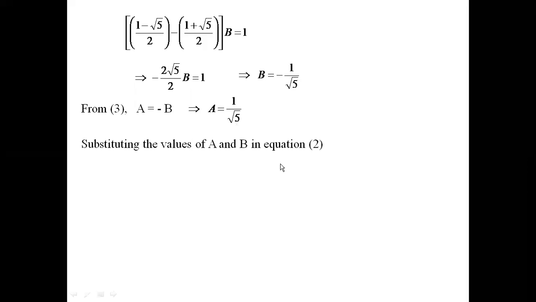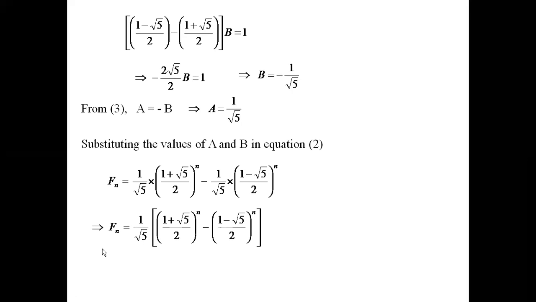Now we substitute capital A and B into equation 2, which will help us to obtain the complete solution. So Fn equal to 1 by root 5 into 1 plus root 5 divided by 2 whole power n minus 1 by root 5, B value is minus 1 by root 5, into 1 minus root 5 divided by 2 whole power n. Taking 1 by root 5 common, we can write down the complete solution for the given second order homogeneous recurrence relation in the form Fn equal to 1 by root 5 into 1 plus root 5 divided by 2 whole power n minus of 1 minus root 5 divided by 2 whole power n.